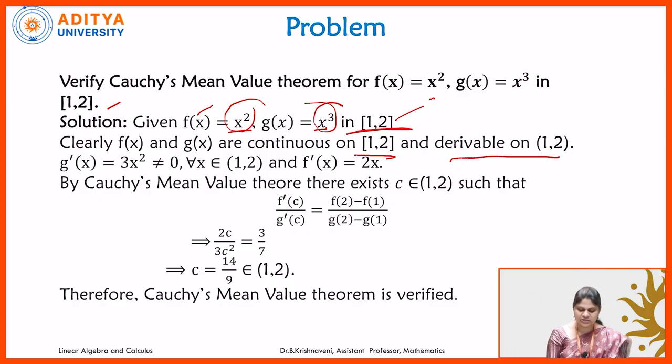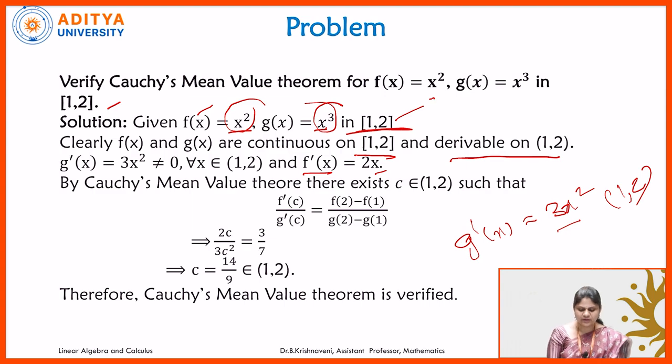Clearly g dash x is equal to 3x square, and you can verify that for each and every value in the open interval 1 comma 2, it is not equal to 0. Hence the third condition is also satisfied. And f dash x is 2x.